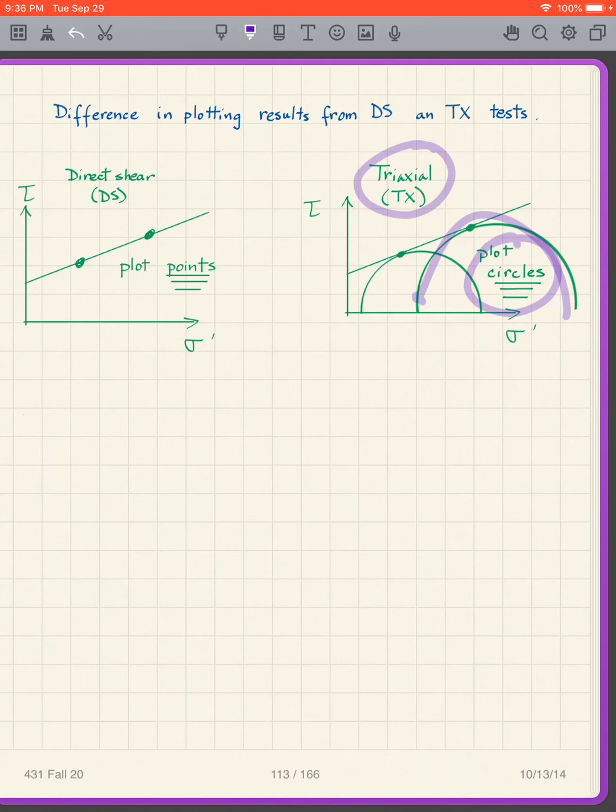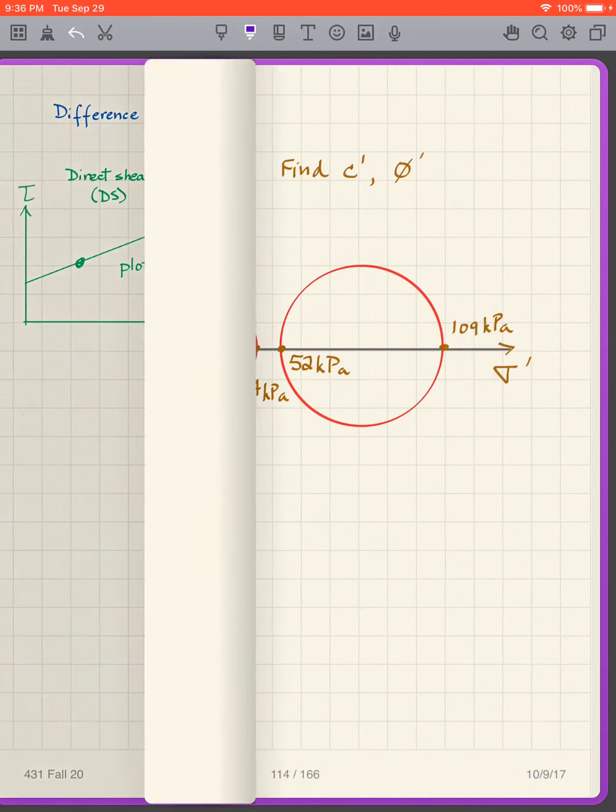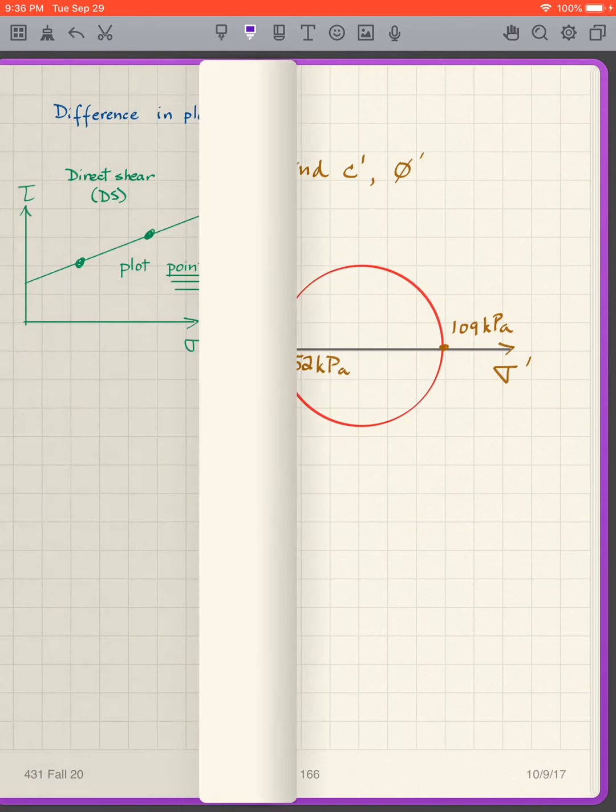So from analyzing the test standpoint, that is the difference in the way that we look at these two tests. Okay, I'm going to stop here.